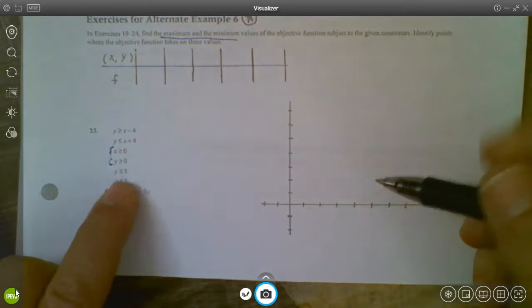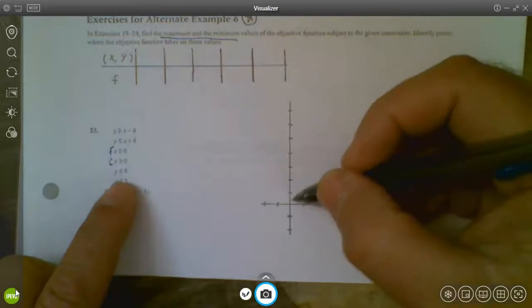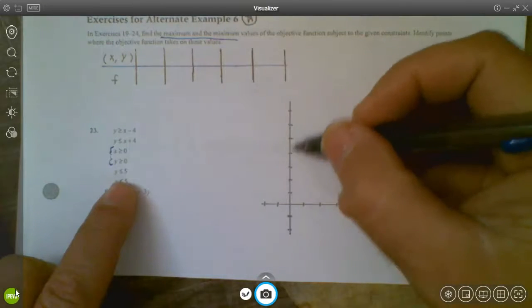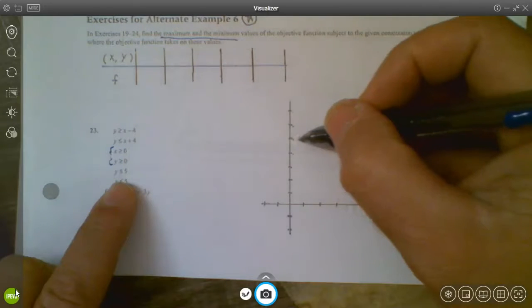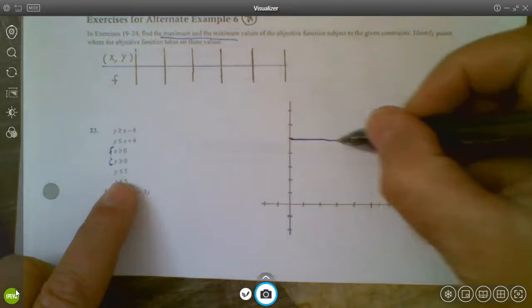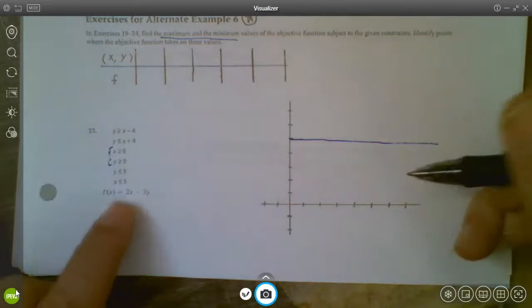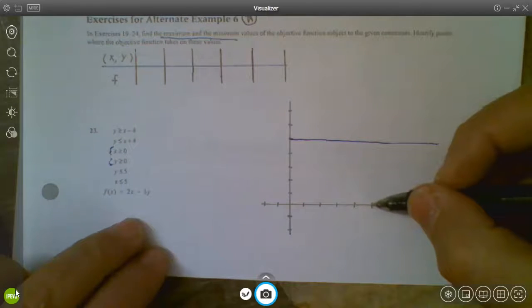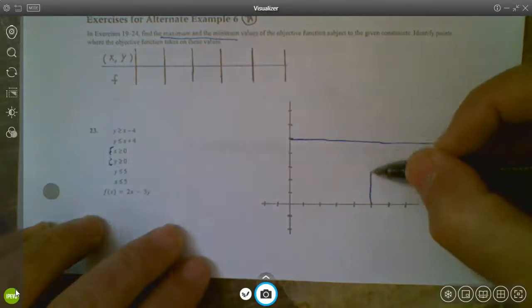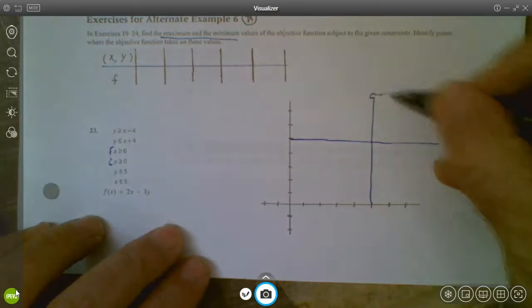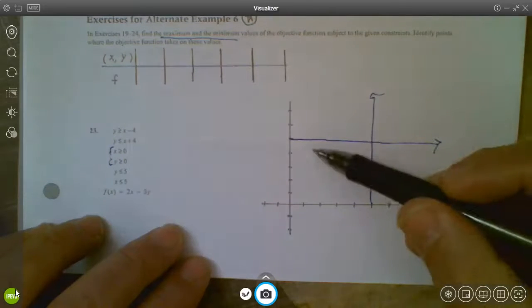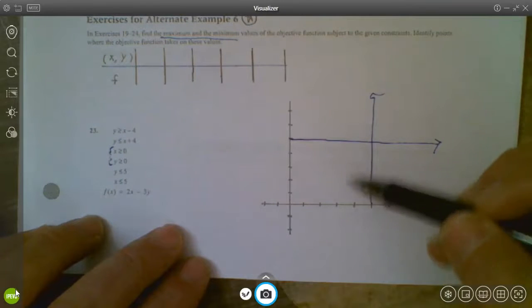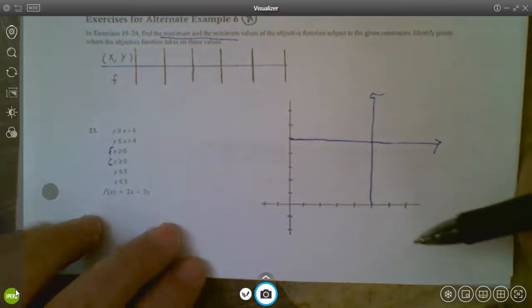I also have to be less than 5 for the y. 1, 2, 3, 4, 5. So I have to be below this line. And x is less than 5. 1, 2, 3, 4, 5. Means I got to be left of this line. So right now I'm looking at this little window of my constraints.